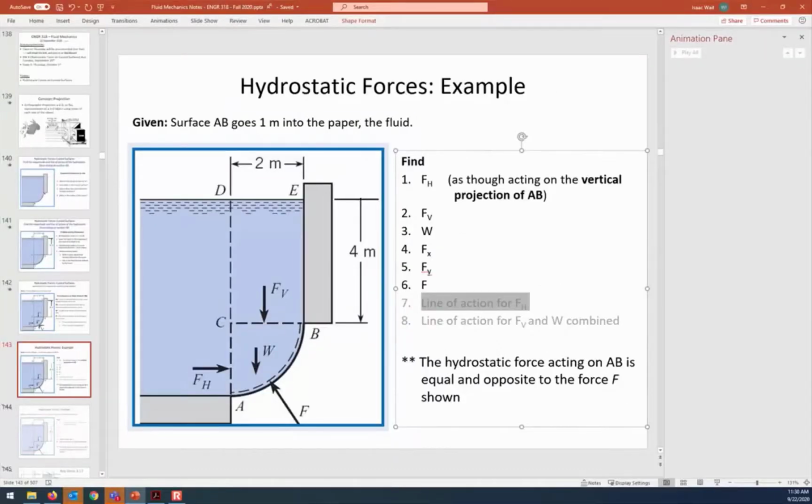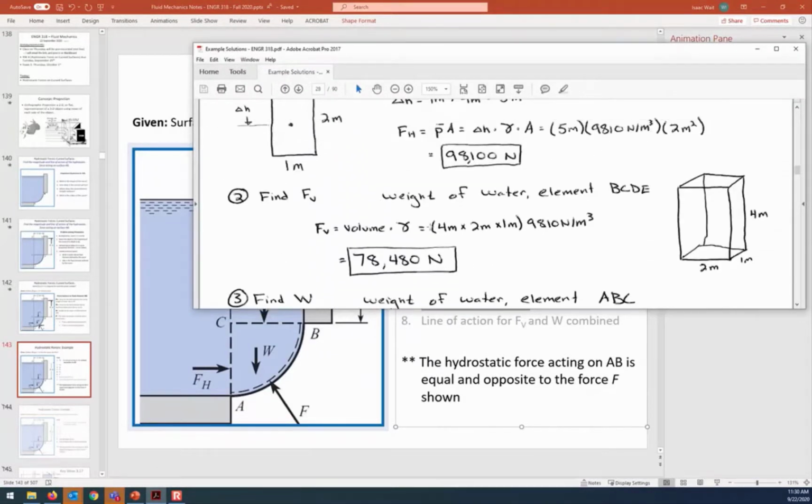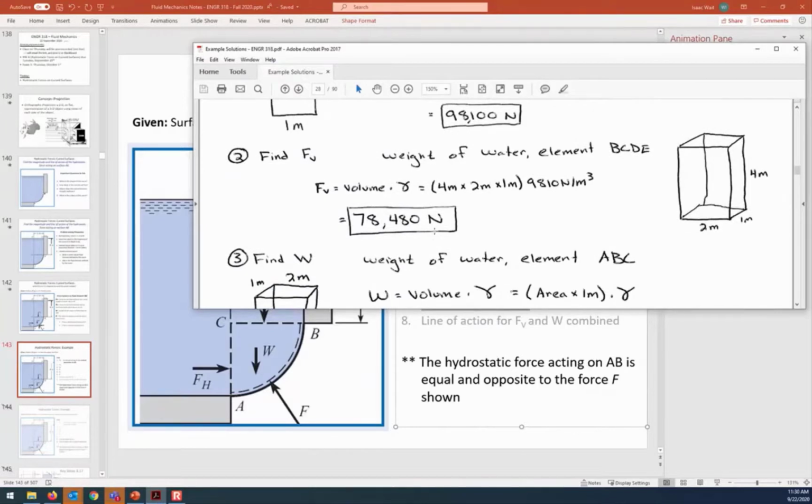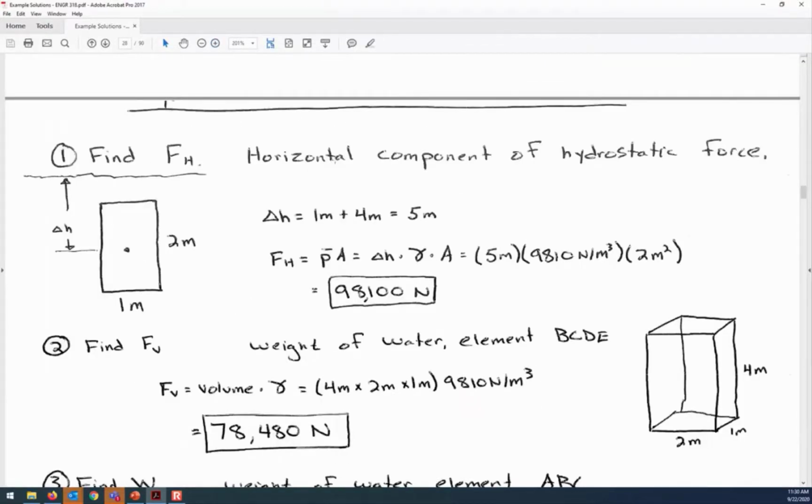All right, well, let's look at the solutions here. Okay, so step 2, the vertical forces. Let's see here. All right, so let me just expand this all the way. Okay, so we already found the horizontal force.